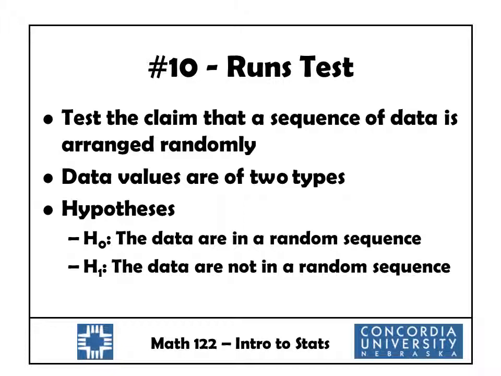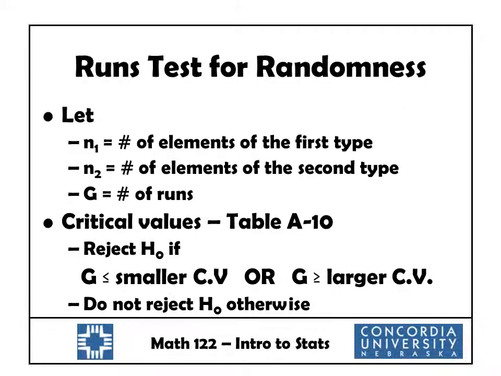The last test is what we call the runs test, and in this type of test we are testing the claim that a sequence of data is arranged randomly. Our data values come in two types, like male, female, heads, tails, plus, minus. Our hypotheses: the null is that the data are in a random sequence. The alternative is that the data are not in a random sequence. To do this, we let n1 be the number of elements of the first type, n2 the number of elements of the second type, and g equal the number of runs. Now it doesn't matter which one you call the first type and which you call the second type. You could switch them around and you get the same thing in the end.